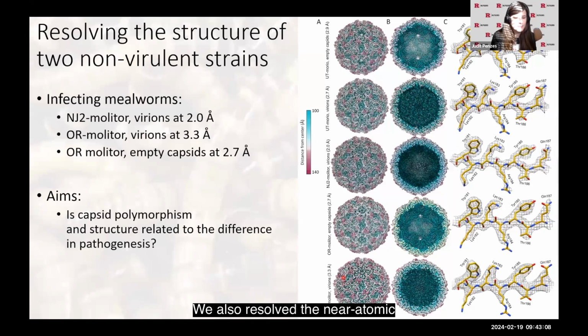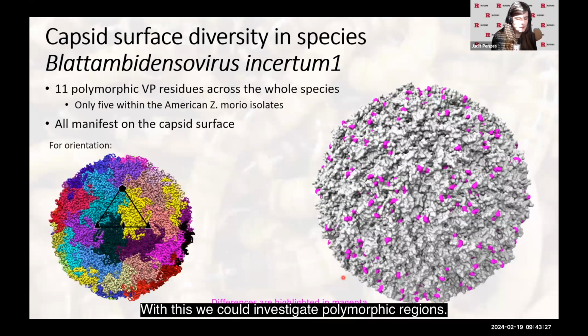And we also resolved the near atomic structure of 2 other ZMBWV strains, one of these being the mildly virulent Oregon mealworm strain and the non-virulent New Jersey mealworm strain. And with this, we could investigate polymorphic regions. These are regions where single amino acids are different in these various strains.